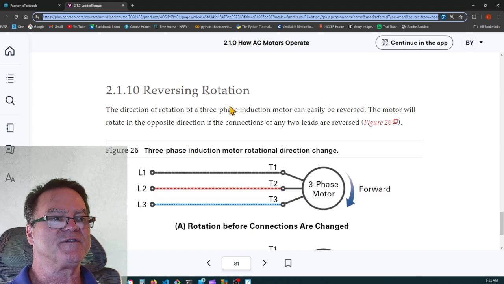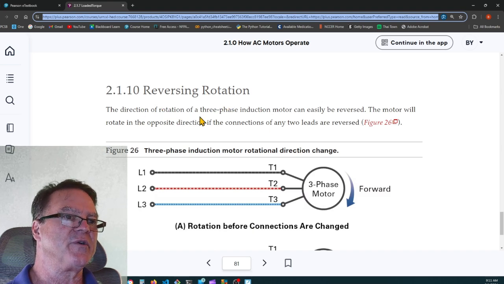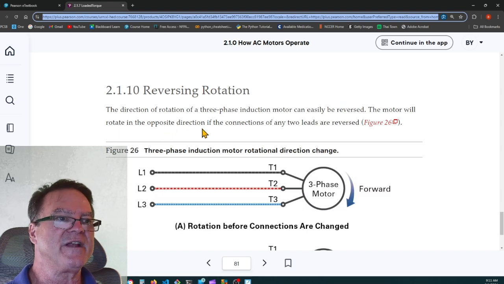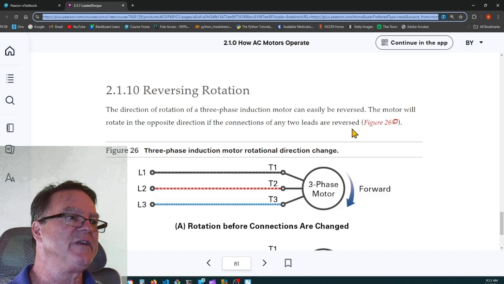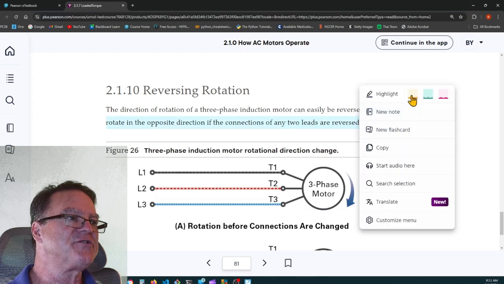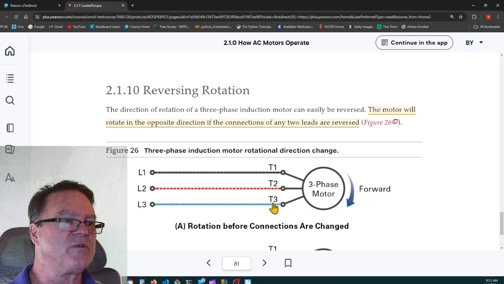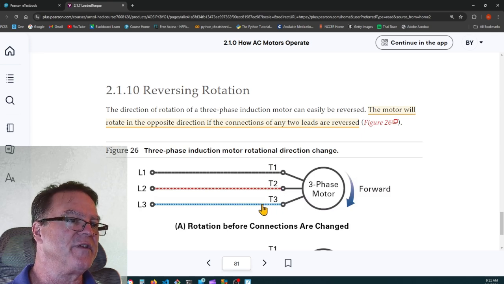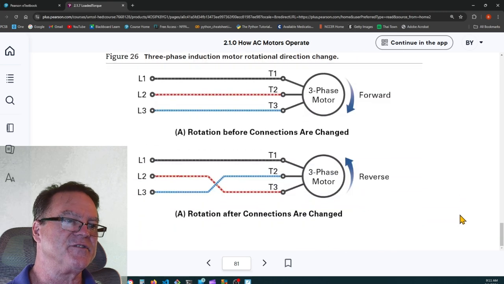Reversing rotation. Well, it's very easy to do in a three-phase motor. The direction of rotation of a three-phase induction motor can easily be reversed. The motor will rotate in the opposite direction if the connection of any two leads is reversed. So it's kind of an industry standard that we swap A and C phase. If it's black, red, blue, and you want it to go in the other direction, make it blue, red, black. You swap A and C phase, leave B alone. That's kind of an industry standard.